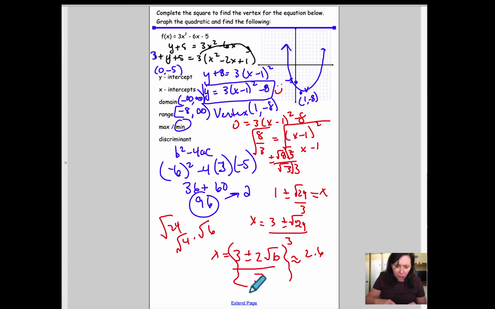The other answer, I would go 3 minus 2 root 6 equals, divided by 3 equals negative 0.63. So that's my negative 0.63 right here, and this value right here is my 2.6. Okay?